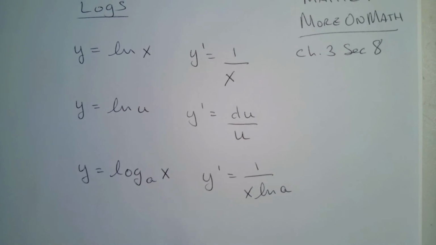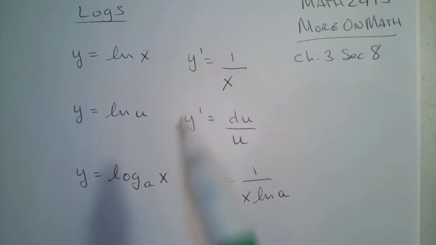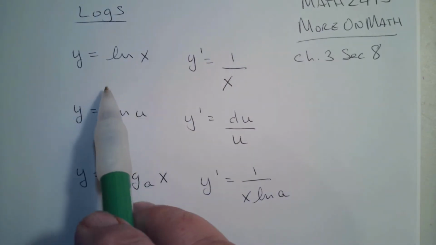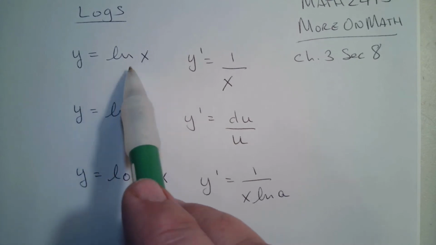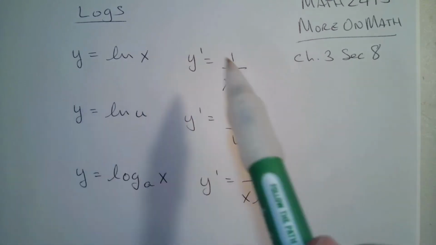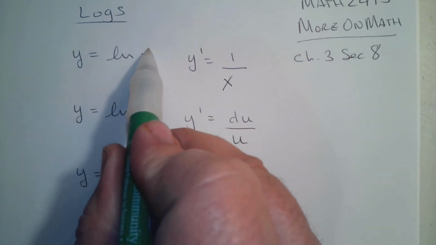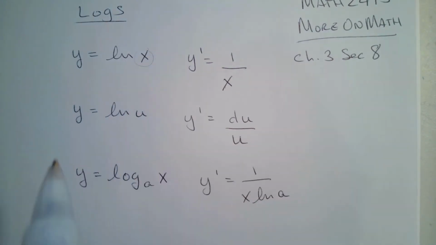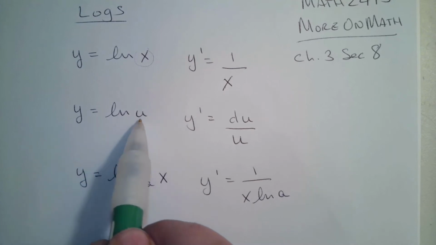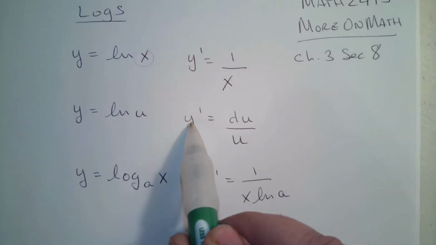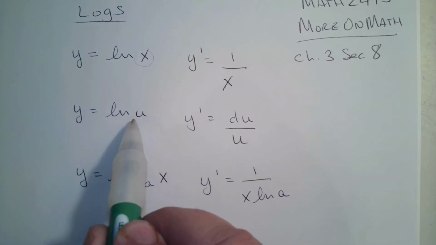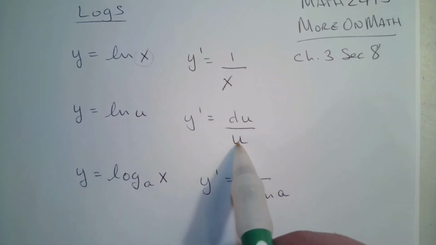So here's a review of what logarithms look like, but the derivatives. Y equals ln x, natural log of x. The derivative is 1 over x. Whatever's here goes on the bottom. Y equals ln u, where u is a function of x. The derivative is the derivative of the u part divided by u.